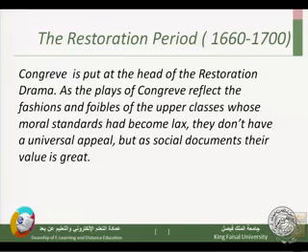But as social documents, the value of the plays of Congreve is great. They are like social documents, recording and telling you all the details of how those aristocratic people were living at that time.